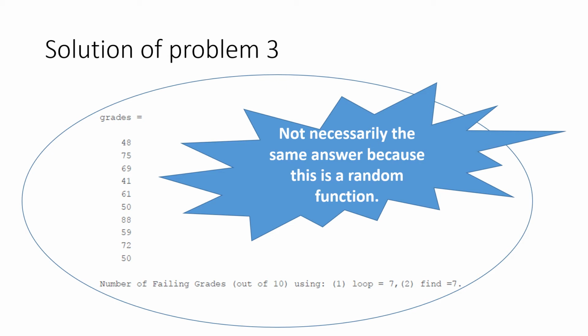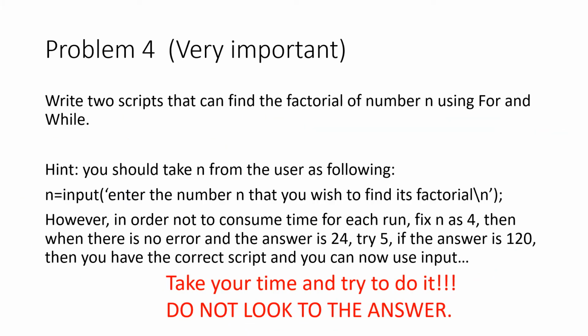And remember, guys, you will not have the same answer because we are using randi, which is a random function. Now, the most important problem among all these problems is problem 4, because in this problem we'll be using for and while to find what? To find the factorial of a number n.